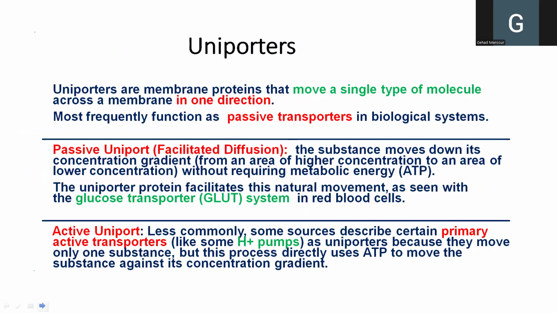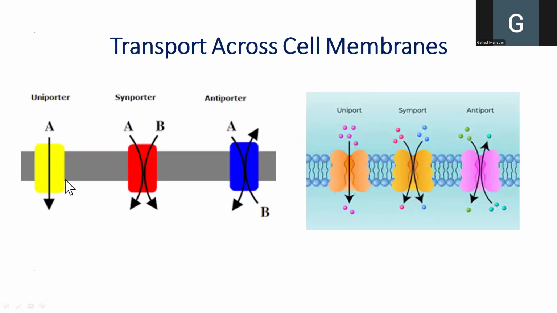So we read the text and explain it. What are then the uniporters? The uniporters are membrane proteins that move a single type of molecules across the membrane in one direction. Most frequently, those uniporters are passive transporters, which means that they carry the substance down concentration gradient from an area where they have higher concentration to an area where they have lower concentration, and therefore we say that they transport materials down concentration gradient.